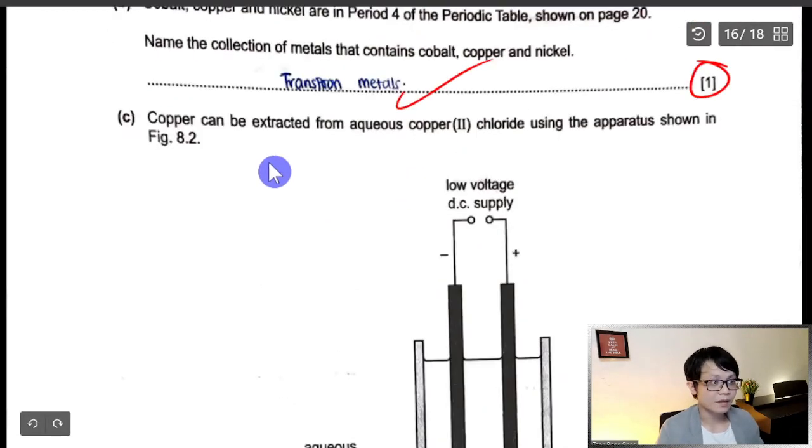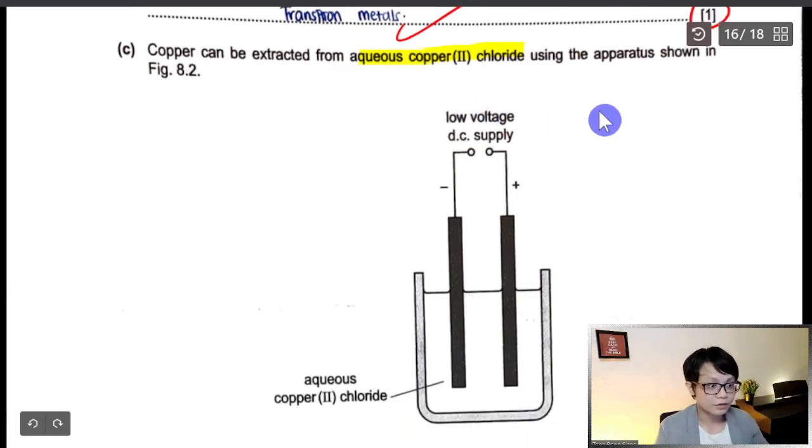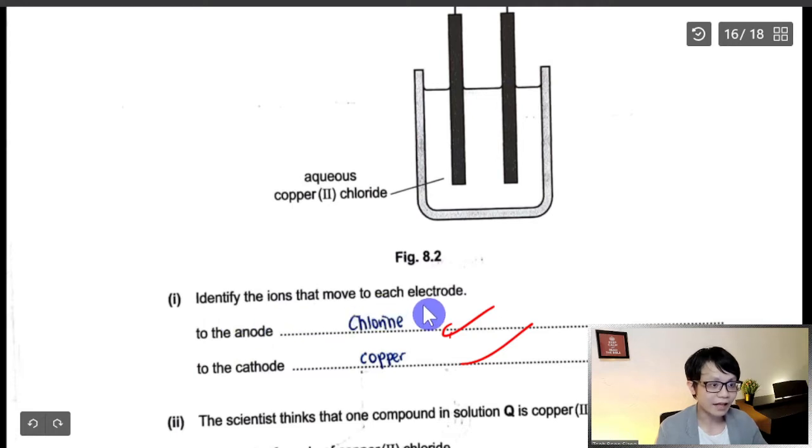Okay. Copper can be extracted by electrolysis, correct or not? Copper can be extracted by electrolysis, usually from aqueous copper chloride. The reason is in the reactivity series, we know that copper is quite low. So when we are talking aqueous, there is also liquid, which consists of hydrogen and hydroxide ions. So if copper is not discharged, probably it will be hydrogen gas, unless the metal is more reactive than the hydrogen.